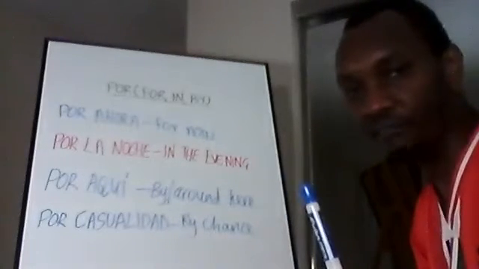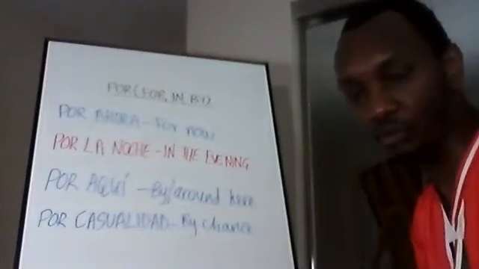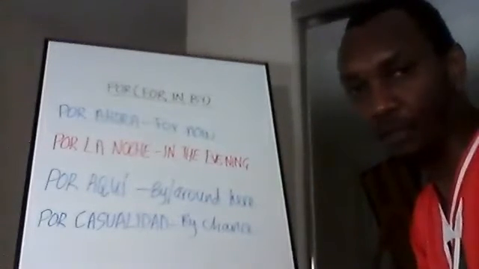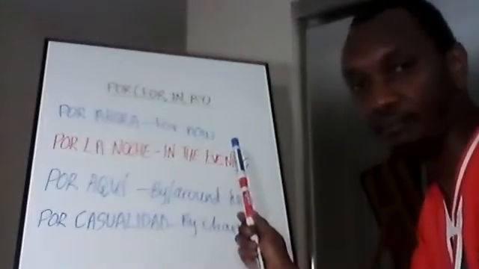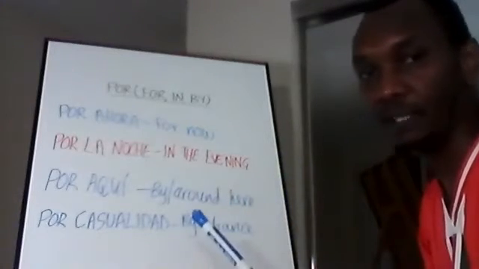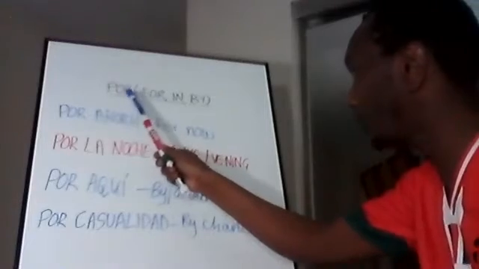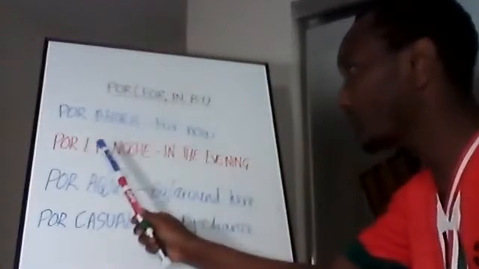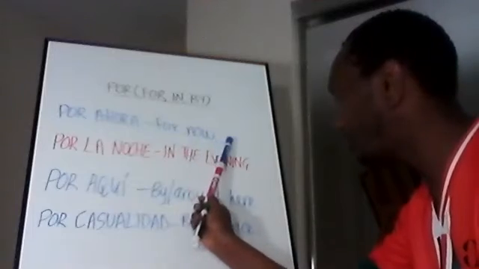We are looking at the different applications of the preposition POR that we've seen in this lesson. This is not everything, by the way. These are just some of the ways we use POR. The first one is for. POR can be for, like when you say por ahora, which means for now or at the present.